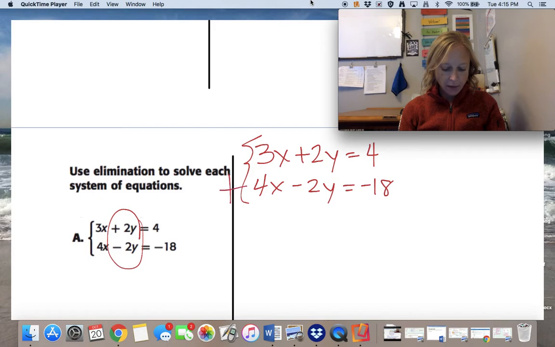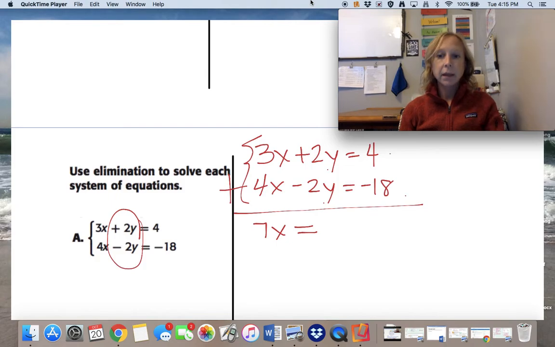Now, when we add these two equations together, we are adding everything. So we are combining all the like terms. So we're going to do 3x plus 4x is 7x. 2y minus 2y is 0y. I don't need to write down 0 of something. Equals 4 plus negative 18 is negative 14. Divide both sides by 7. And x is equal to negative 2.